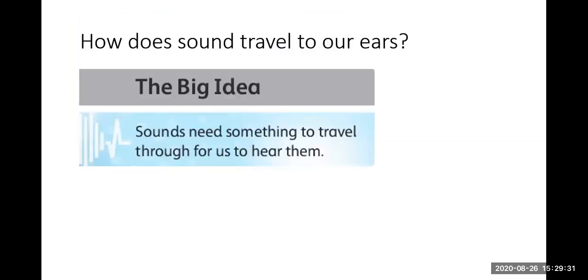Okay, let's continue. How does sound travel to our ears? You know, sound needs something to travel through for us to hear it. If the sound vibration is carried by air to your ear, you can hear the sound. It means air carries this sound vibration, or we can say sounds travel through air.